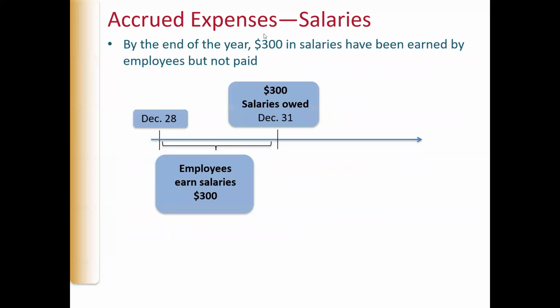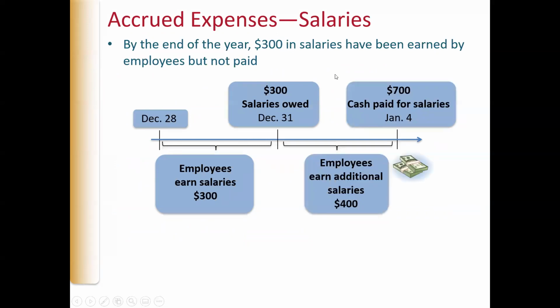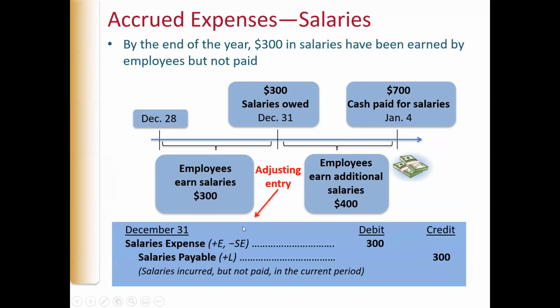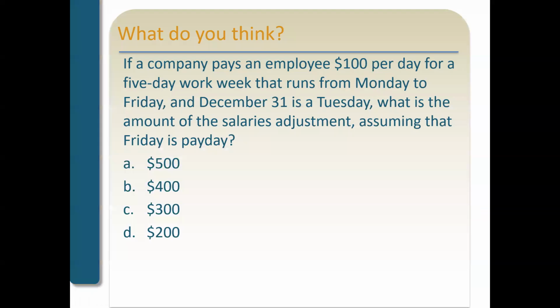Here's an example. By the end of the year, $300 in salaries have been earned, but employees have not been paid. So we've got to debit the salaries owed as of December 31st of $300 and show salaries payable on this date of $300. Now, it looks as though they had a couple more salaries in January, and then they were paid that $700 on January 4th. But as of the end of December, we need to show the expenses that have been incurred that we have not yet paid. A debit to our expense and a credit to our payable.